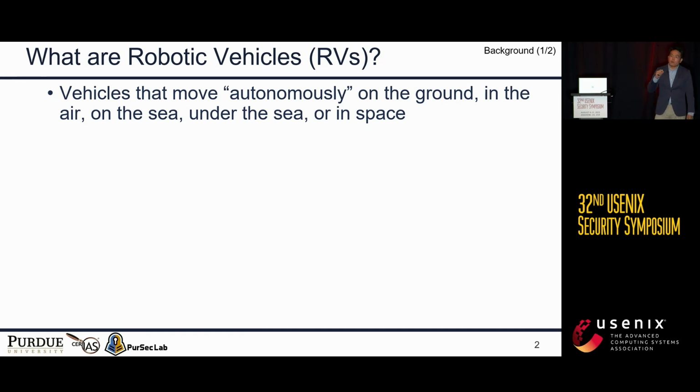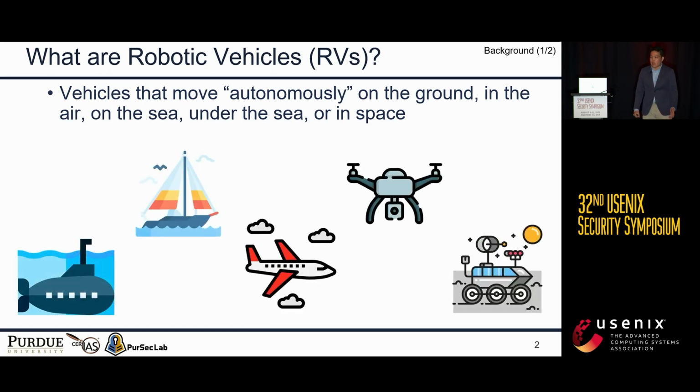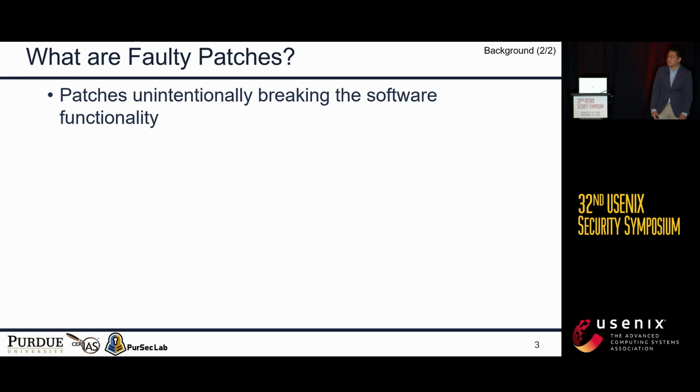Let me first explain what robotic vehicles are. If a vehicle autonomously operates by itself, we can call such a vehicle a robotic vehicle. Nowadays, the use of robotic vehicles is dramatically increasing. You can find such robotic vehicles everywhere, such as a submarine under the water, a drone in the air, and a robot on the ground.